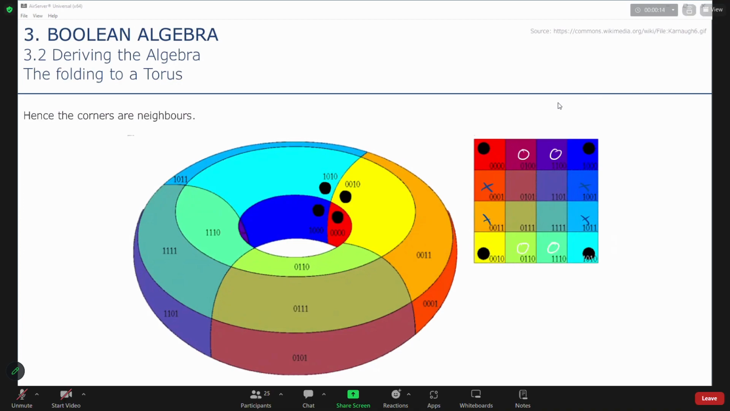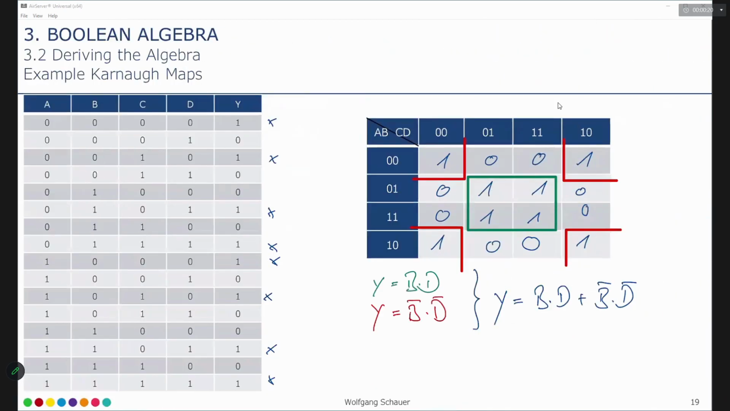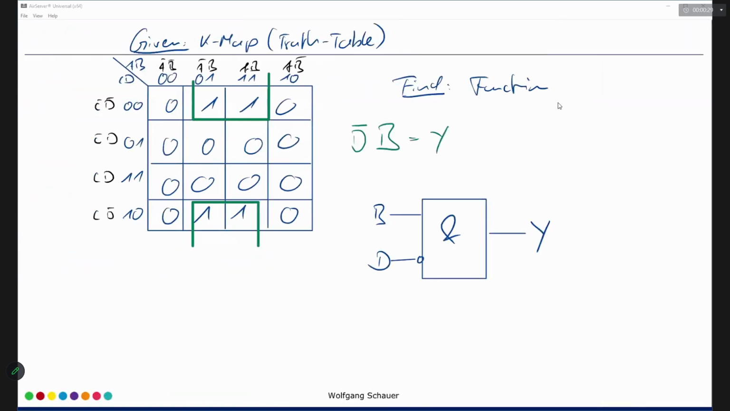They are becoming neighbors as well. And if you're simplifying the map, you can combine them as well. We did one example where we combined the corners into one function, B naught, D naught. But if we have, for example, ones here, then you can combine these two as well. Or if you would have ones here, then you could combine these ones as well. Here we have zeros, so therefore we are not combining, but if you would have ones, we can combine them as well.